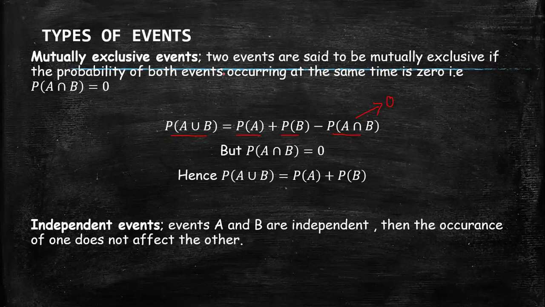Okay, someone to read for us. Becky, read for us our second statement. Independent events. If events A and B are independent, then the occurrence of one does not affect the other. Okay, the occurrence of one does not affect the other.